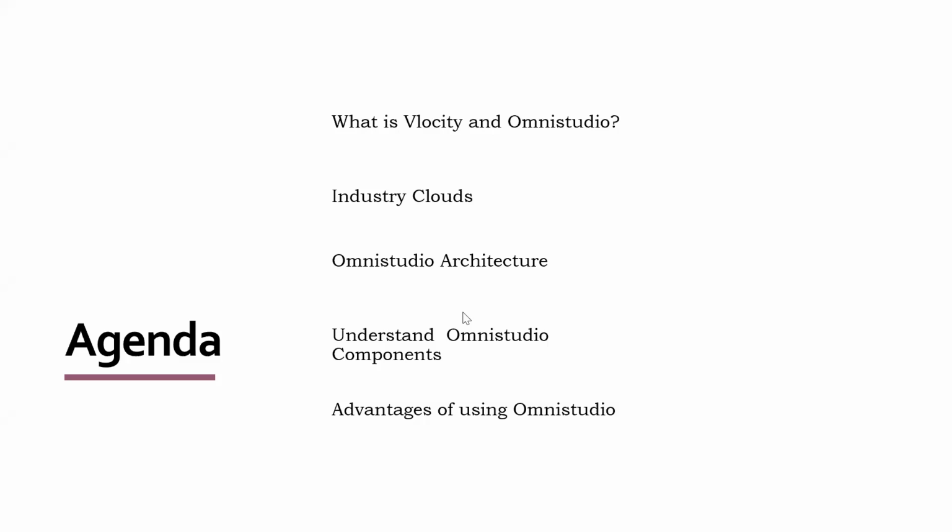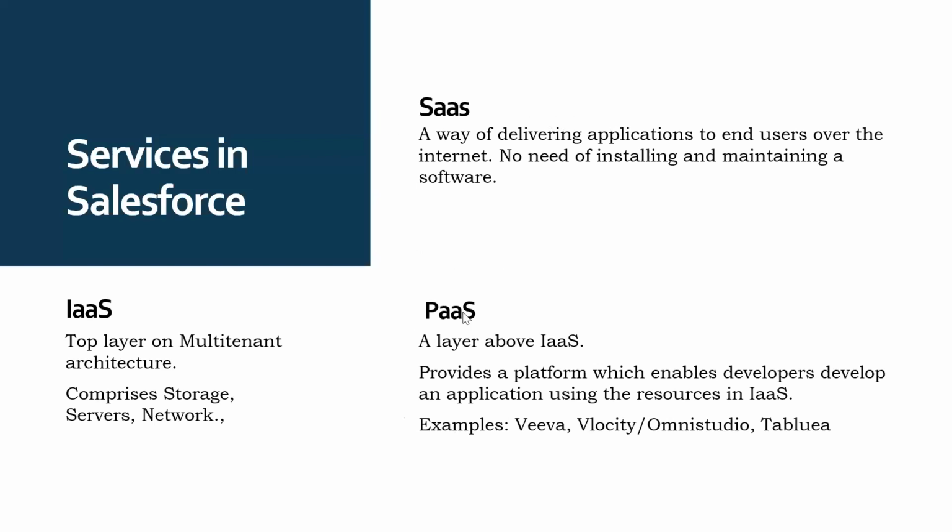Before we get into understanding what Velocity or Omni Studio are, we'll try to understand the services provided by any cloud platform, not just Salesforce. There are three layers: the first layer is infrastructure as a service, the next is platform as a service, and the third is SaaS, software as a service. The idea is to understand where exactly the Velocity or Omni Studio layer lies.